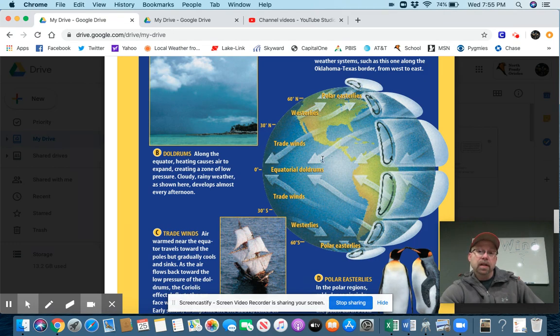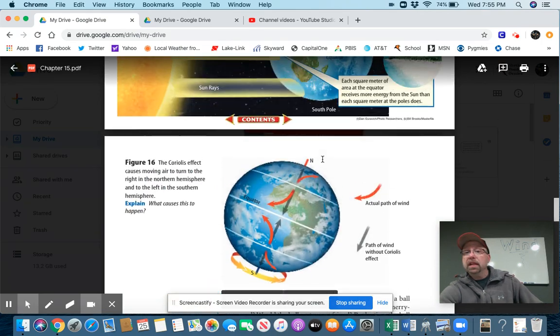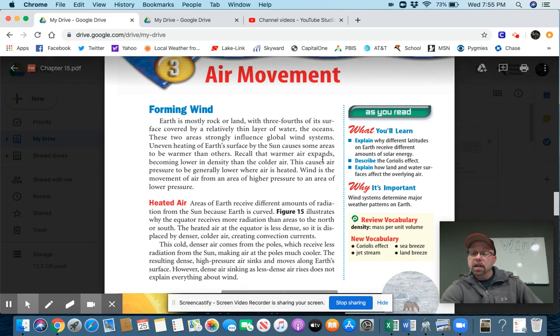All right. So that's a lot. That's a lot of explaining, and we only covered 2 pages, right? Air movement, air moving from areas of high pressure to areas of low pressure, and the Coriolis effect, which explains why we have these prevailing wind directions depending upon our latitude.